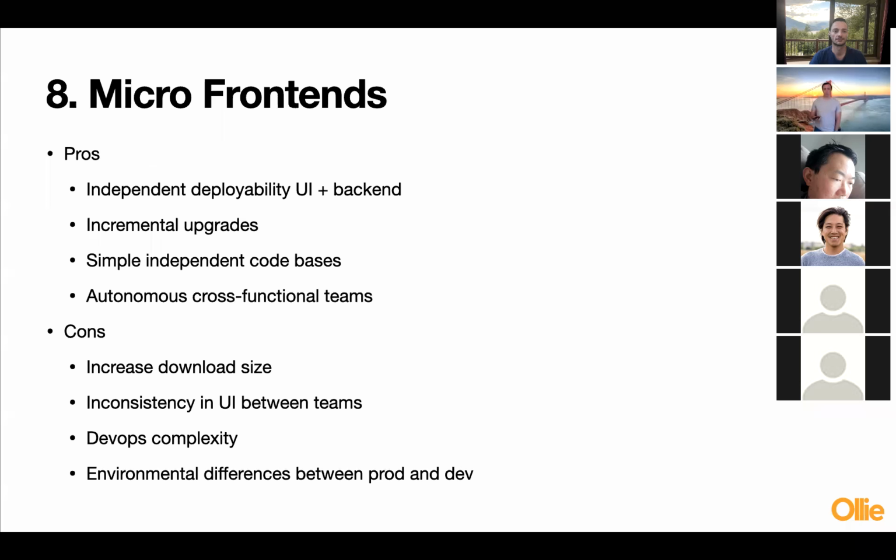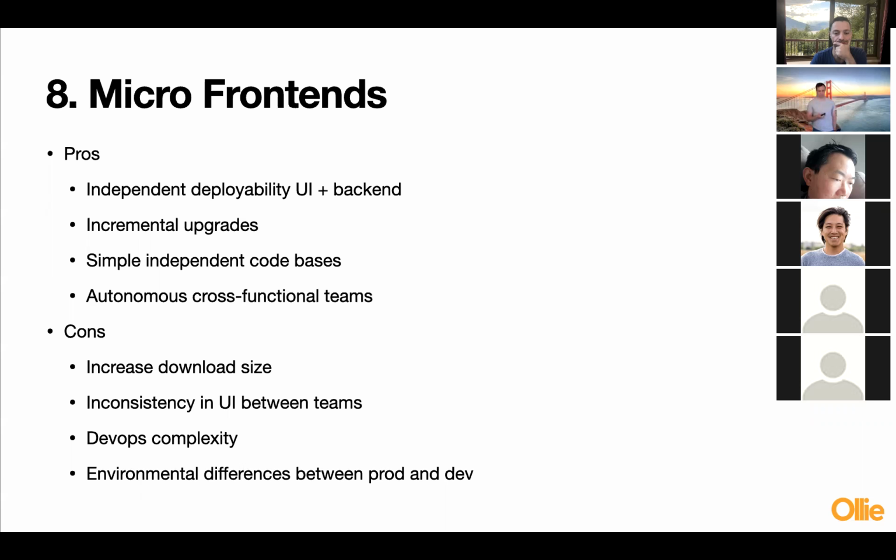So again, independent deployability, you get to choose whatever libraries you want. You get autonomous teams on there, and you get simpler code bases that are focused on one little task. Having all these different libraries that you can use against every little micro front end also increases your bundle size. So that's one of the biggest disadvantages there. There's some inconsistency between UI teams, but you can always have a core or design system team that kind of takes care of some of that stuff. There's some DevOps complexity, and you'll get some problems with the environment being different between production and development.